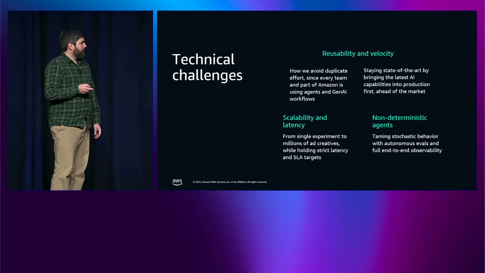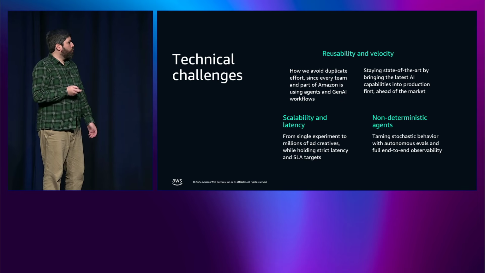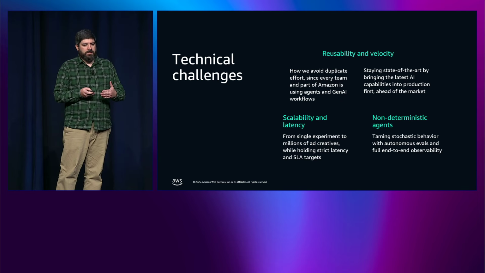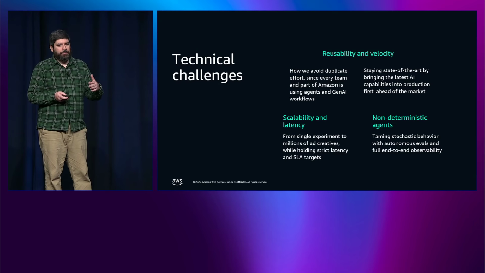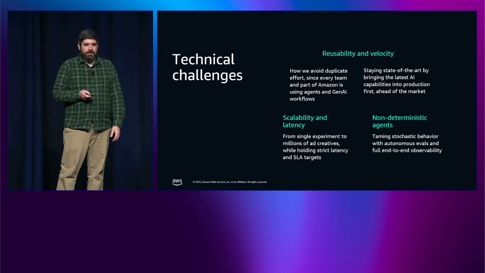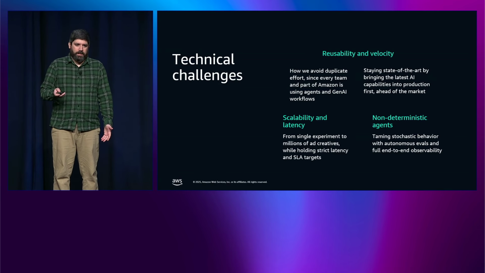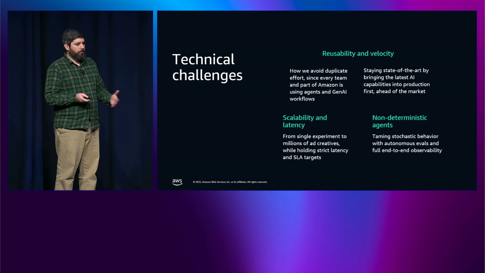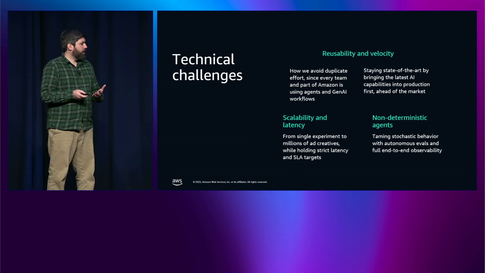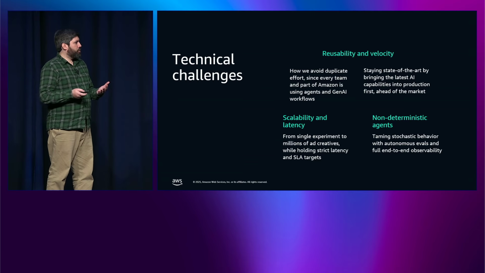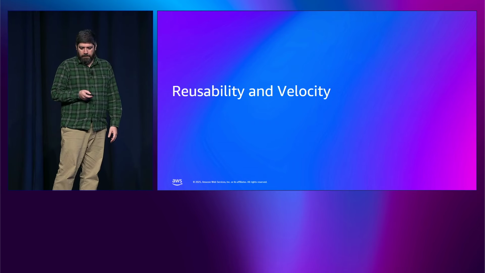Also, scalability and latency. We want to make sure that our services don't just work for a prototype subset of users, but they scale up to millions of users. And lastly, how do we embrace non-deterministic agents? With classical engineering, you have a certain input and you expect a certain output. With agents, randomness is a feature. So how do we make that all work?